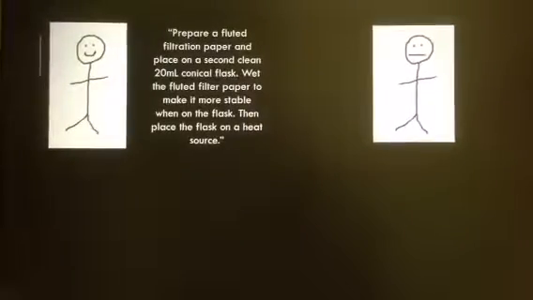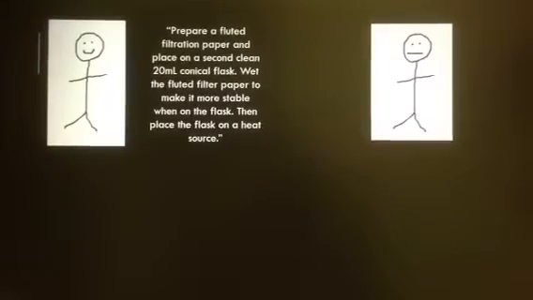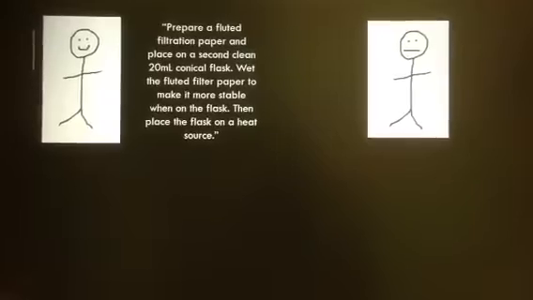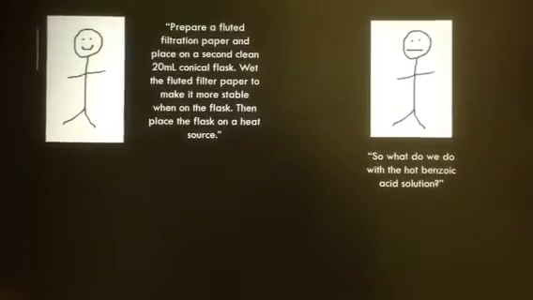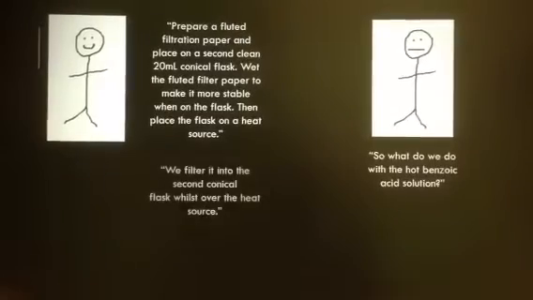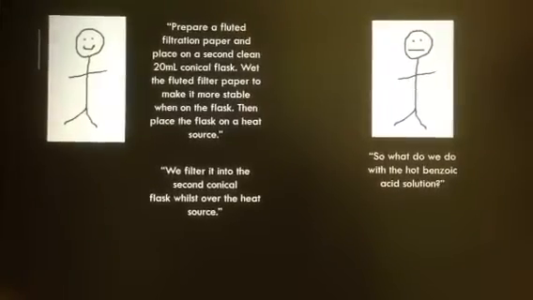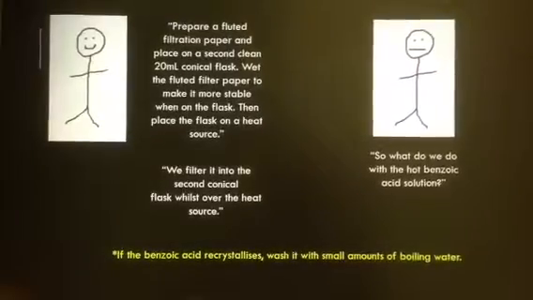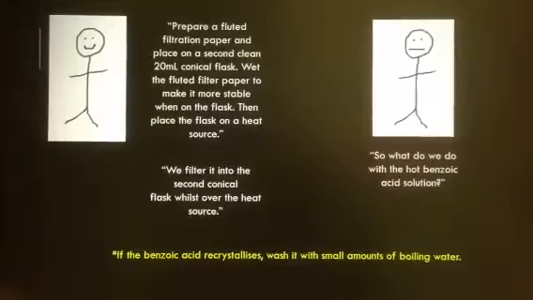Prepare a fluted filtration paper and place it on a second clean 20 ml conical flask. The fluted filter paper makes it more stable when on the flask. Then place the flask on the heat source. So what do we do with the hot benzoic acid solution? We filter it into the second conical flask whilst over the heat source. If the benzoic acid recrystallizes, wash it with small amounts of boiling water.